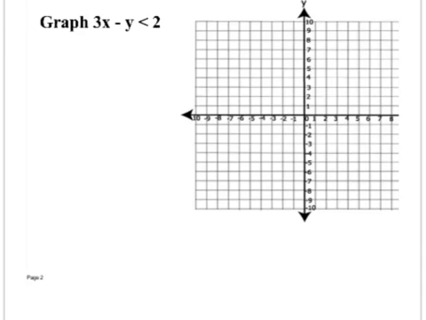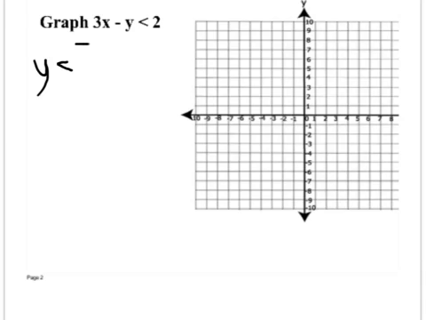Write down this equation. It asks you to graph 3x minus y is less than 2. The first thing I want to do is make this slope-intercept form where y is by itself. Instead of an equal sign, we're just going to have a greater than or less than sign. In this case, it's a less than sign.